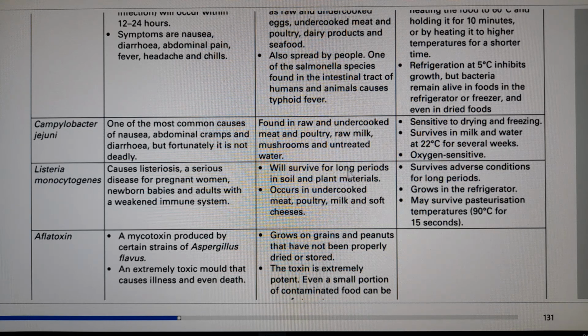It will survive for long periods in soil and plant materials. It occurs in undercooked meat, poultry, milk, and soft cheeses. It survives adverse conditions for long periods. It grows in the refrigerator. It may survive pasteurization temperatures, which are 90 degrees Celsius for 15 seconds.